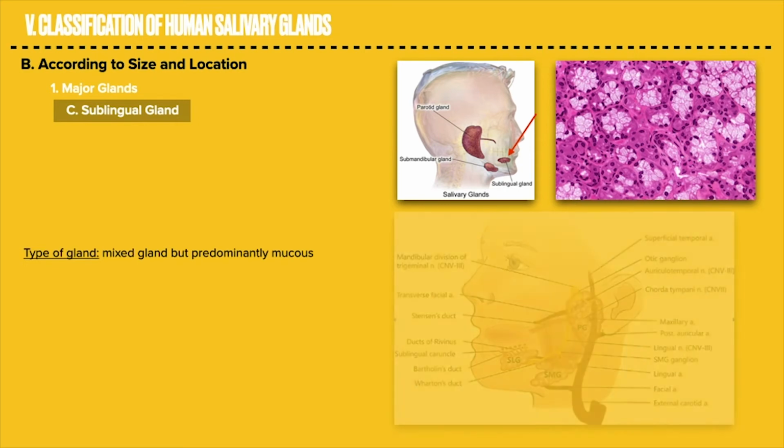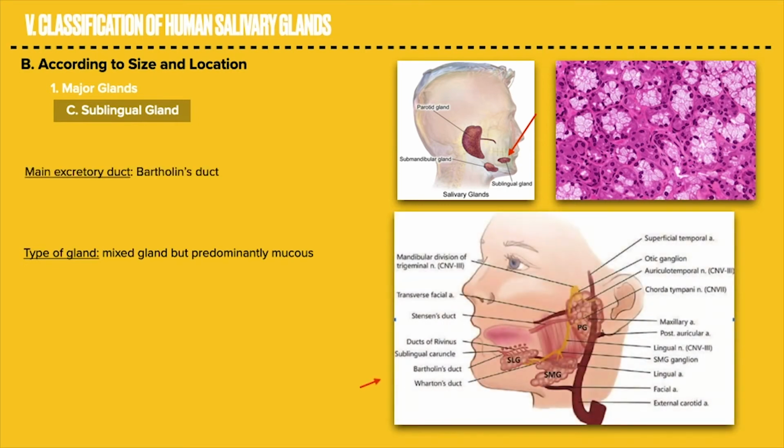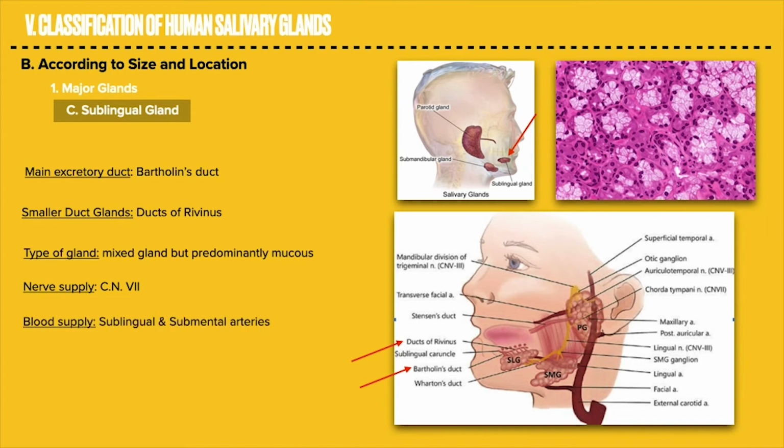The main duct, Bartholin's duct, opens with or near the Wharton's duct, while the smaller ducts, called the ducts of Rivinus, open independently along the sublingual fold. Similar to the submandibular gland, it is innervated by cranial nerve 7 and is supplied by the sublingual and submental arteries, which arise from the lingual and facial arteries, respectively. It also produces viscous saliva that is rich in mucins.